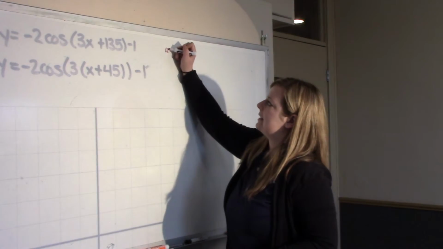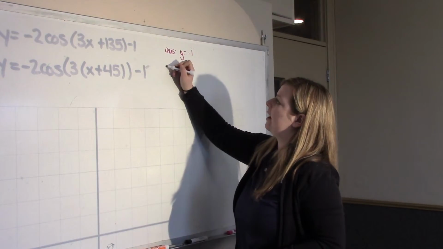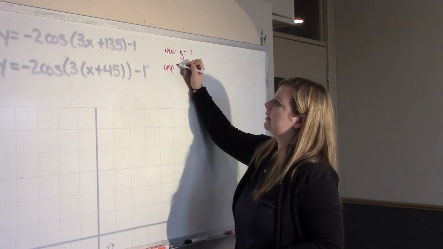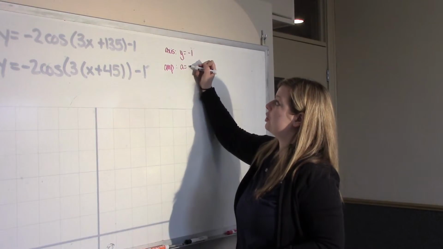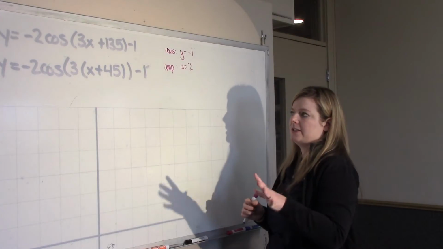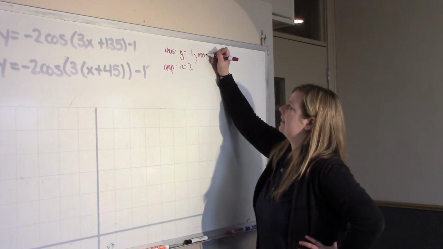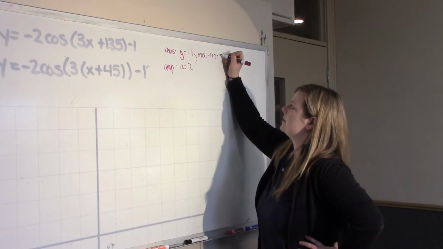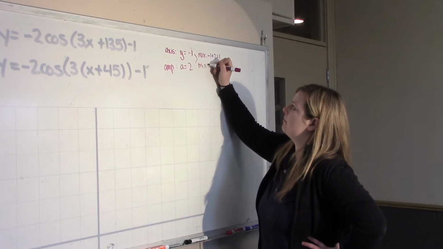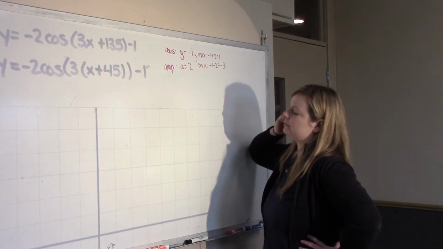So our axis is -1. Okay, our amplitude is a equal 2. The amplitude's not -2, it's +2. It's just the absolute value of a. So that means our max is -1 plus 2, so it's 1. And our min is -1 minus 2, so it's -3.